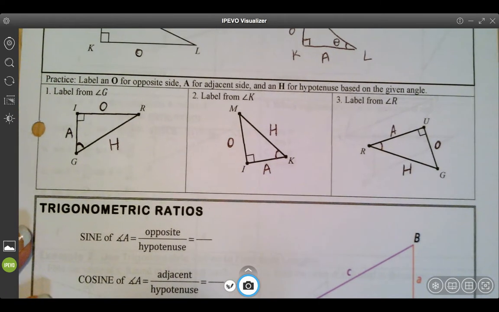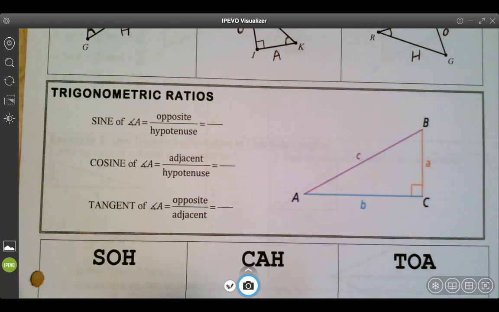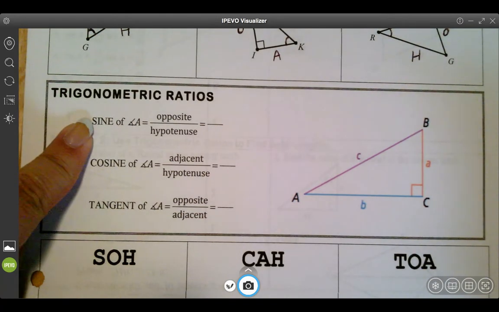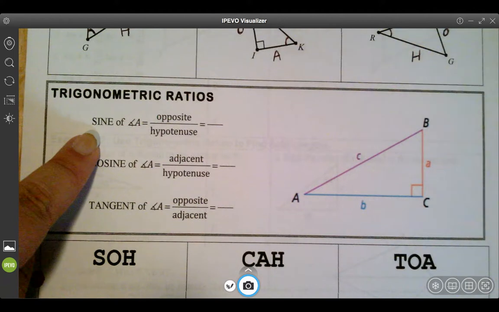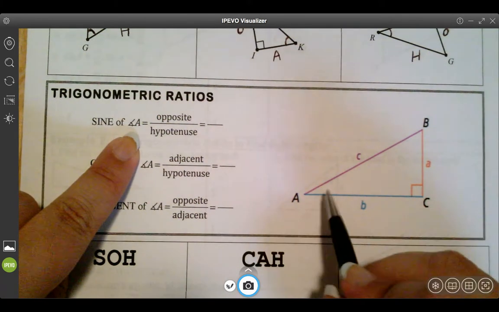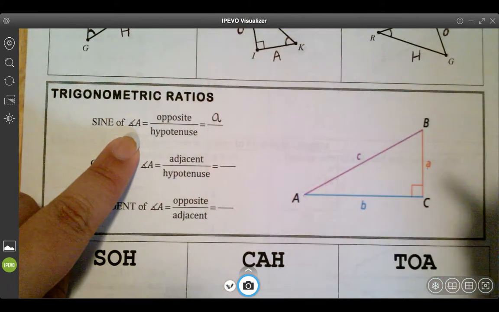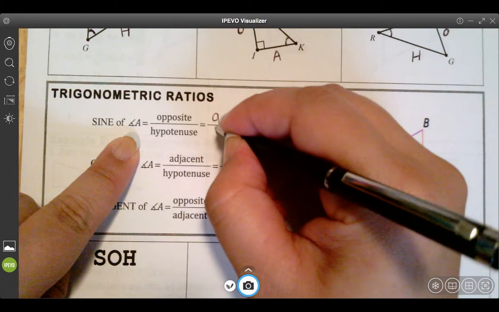Why is it important to be able to recognize those? Well, for the trigonometric functions, we have a way of setting up these ratios with opposite, hypotenuse, and adjacent. So sine, which is a function, so for example, if I were to say x squared, squaring it is a function. So sine takes in a number and spits out a new number. Sine of angle A, here's angle A, will be opposite, that's A, over the hypotenuse, which is C.